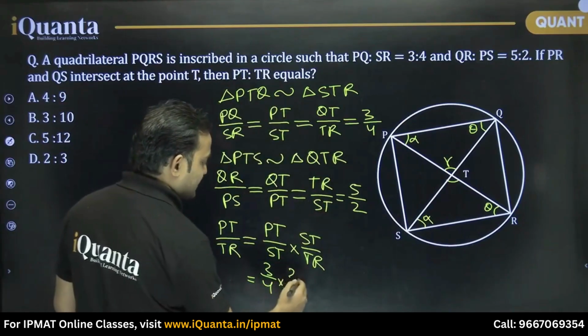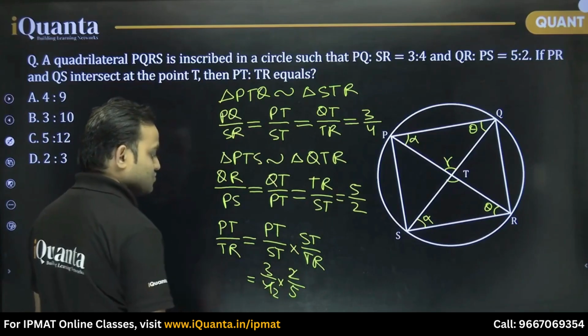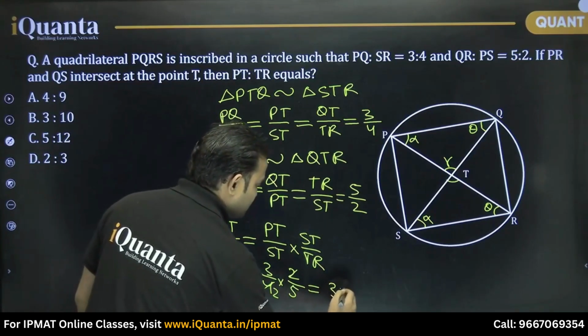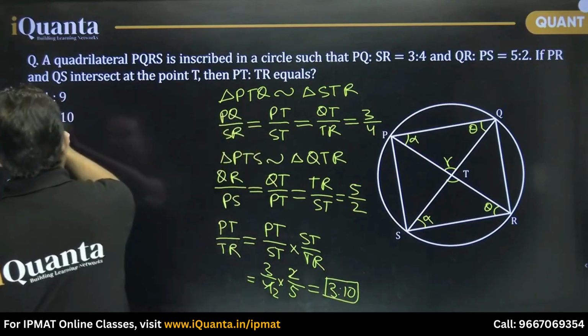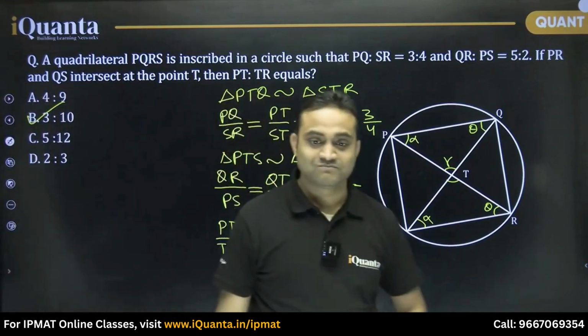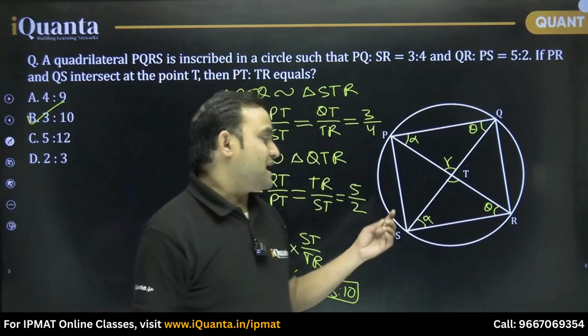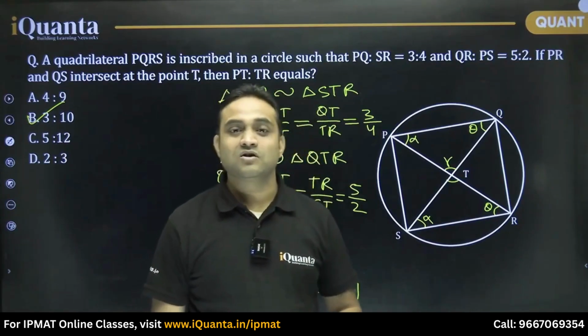So this I can write as 2/5, right? So in that case, this 2 cancels out. We get the ratio as 3:10. And so our answer is option B. The amazing use of the concept which says the angles made by the same chord on the circumference are always equal.